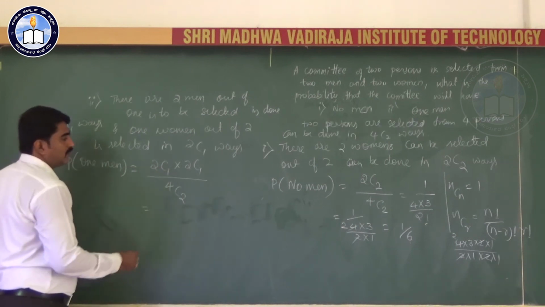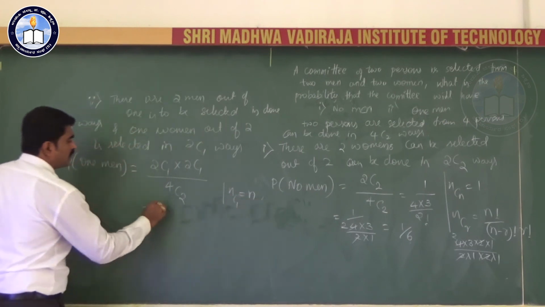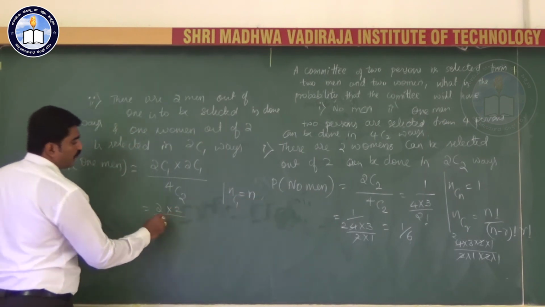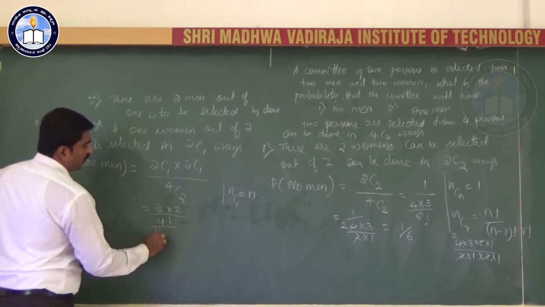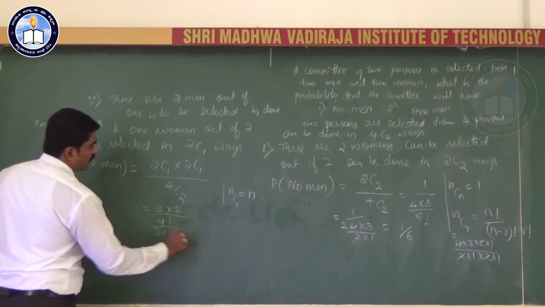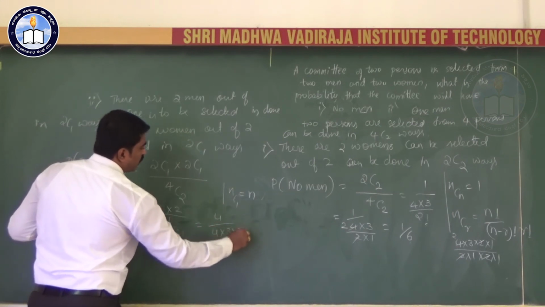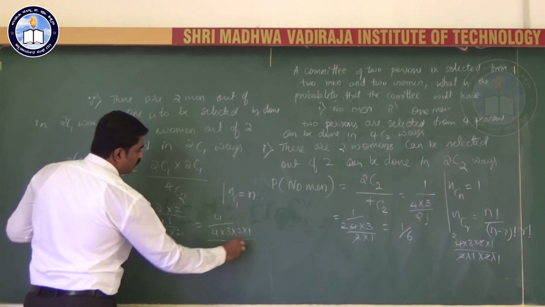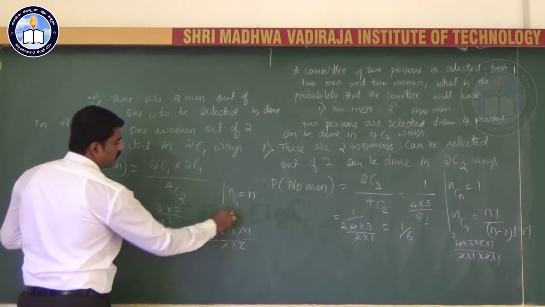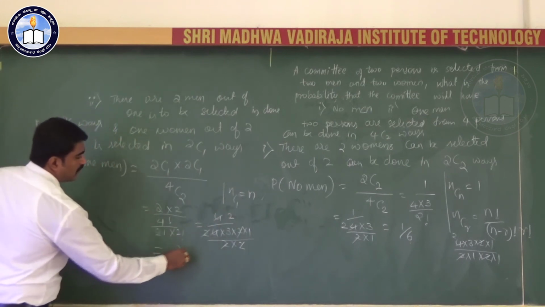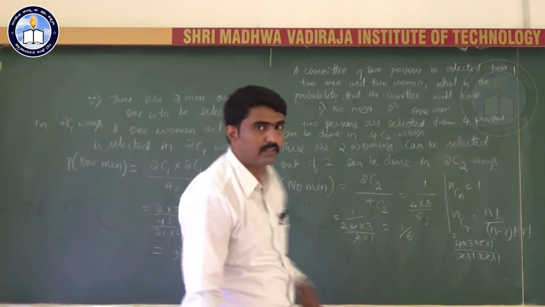So 2C1 is nothing but, you should remember all these results, nC1 is nothing but n. So that is 2 into 2 divided by 4C2. We did that, but even if you do 4 factorial by 2 factorial into 2 factorial, if you simplify, that is 4 into 3 into 2 into 1 divided by 2 into 2. 2 ones are 2, 2 twos are cancelled. So the simplification is 2 by 3. So the probability is 2 by 3.